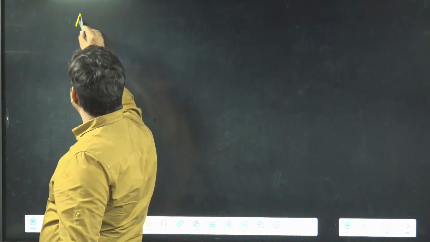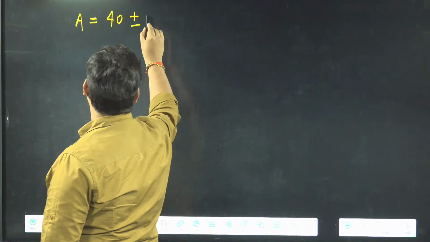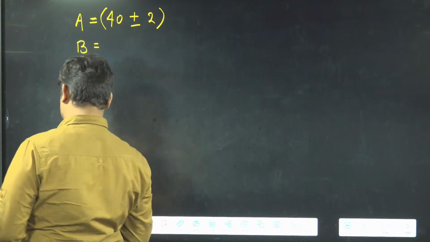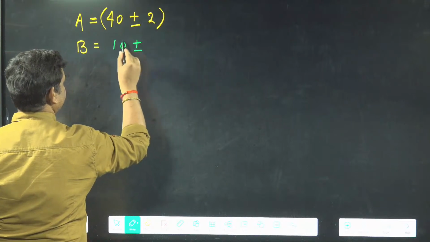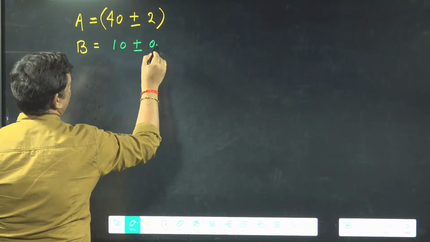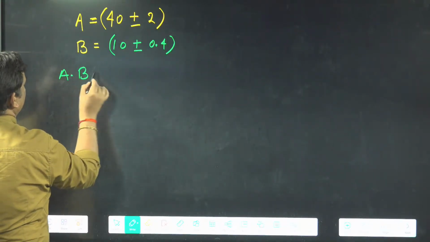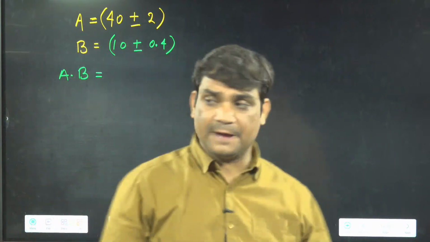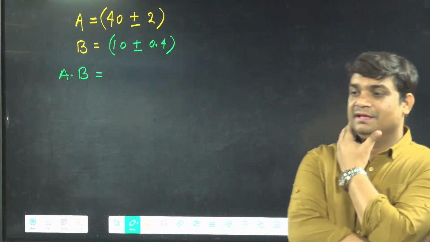So it is added now. A equal to 40 plus minus 2. B equal to 10 plus minus 0.4. What is A dot B? A dot B. Tell fast.